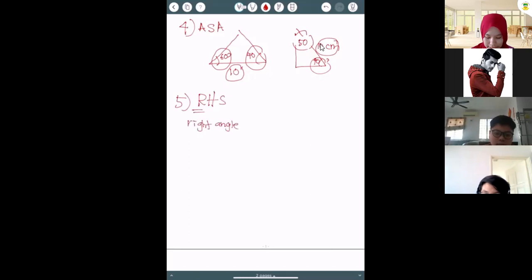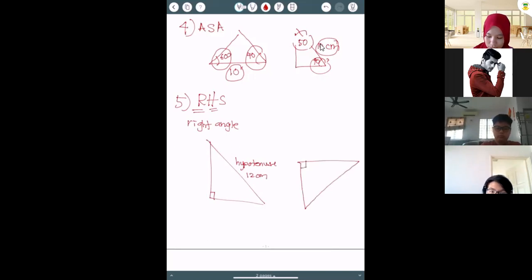So this is the right angle, 90 degree. What is H? The hypotenuse. This is hypotenuse. Hypotenuse should be equal. Let's say here 12 cm. So when you are having this kind of triangle, this is 90 degree. Here is also 12 cm. Can you see the 12 cm here and 12 cm here are the same? And they are 90 degree, 90 degree. And last one, side. Side is here, 10 cm.